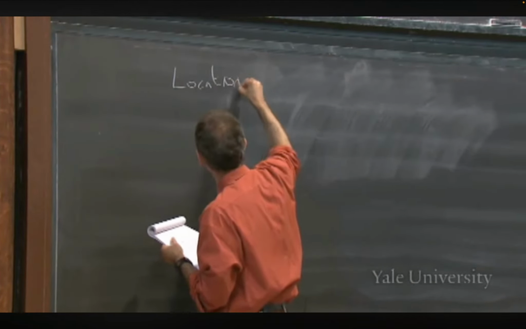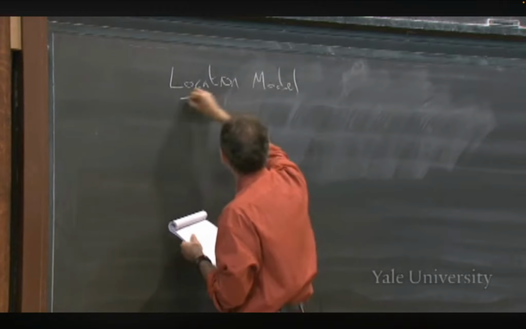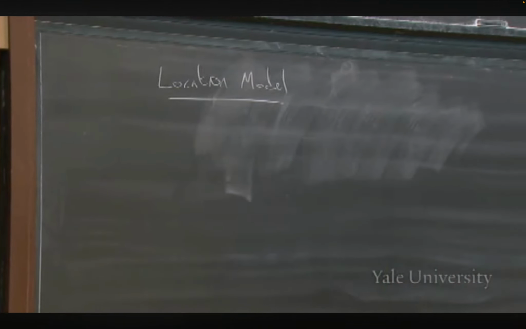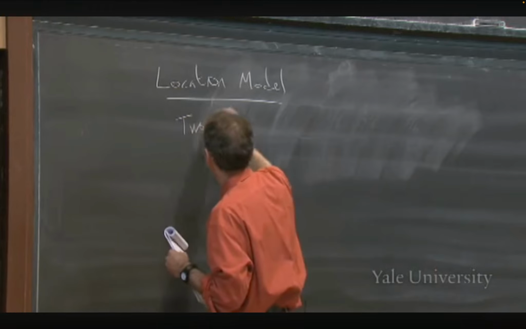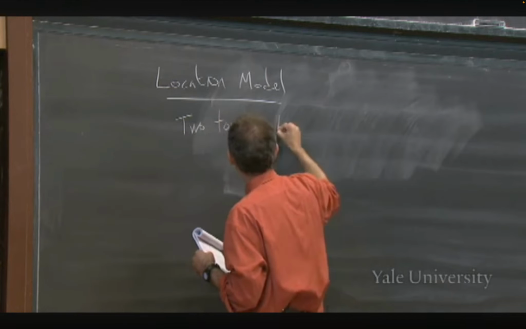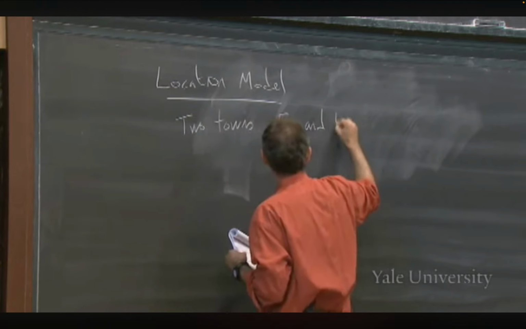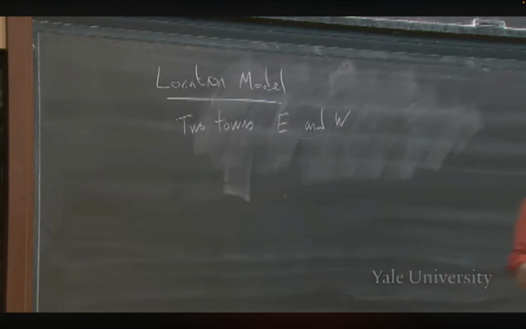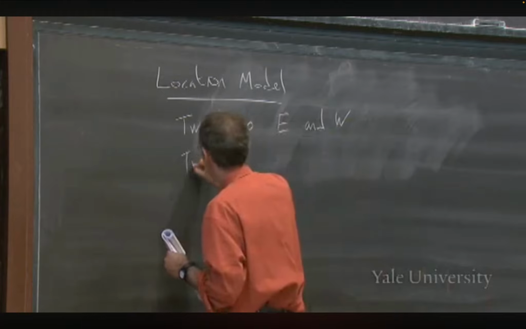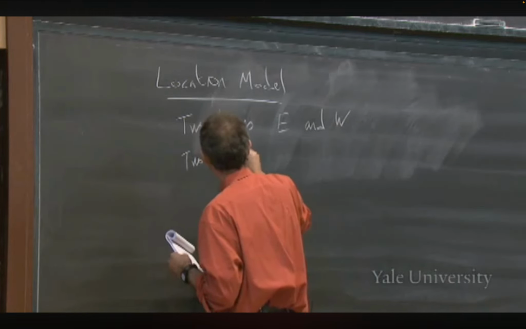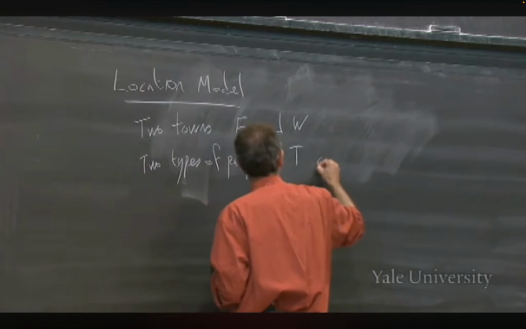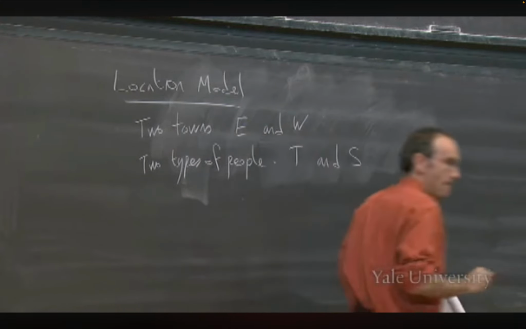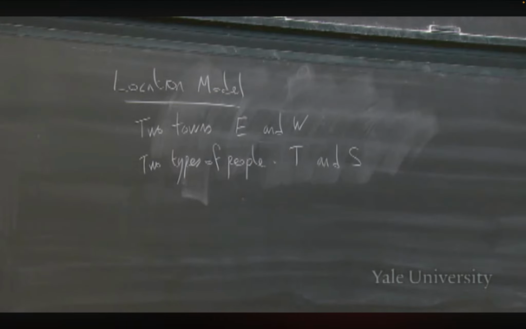It's going to be another location model, so that's a connection to what we've done before. But the idea of this game is as follows. We're going to imagine that there are two towns, two possible locations, and we'll call them East Town and West Town. And we're going to assume that there are two types of people in the world. These types of people are tall and short. All right? And deliberately, this is arbitrary, right?